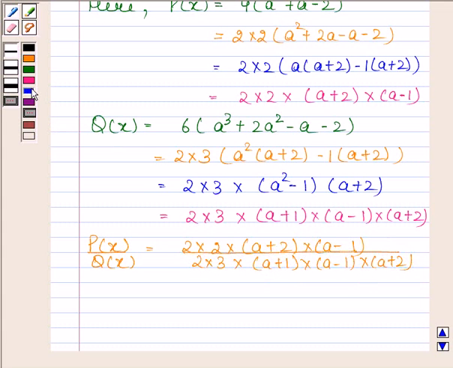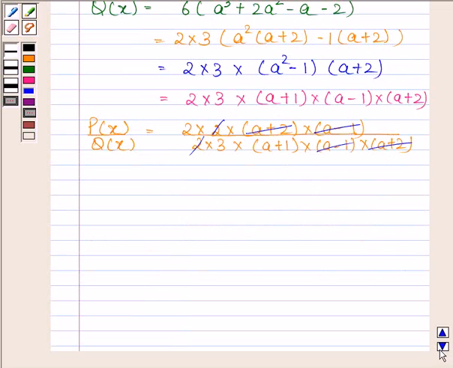Now cancel a + 2 from both numerator and denominator. Similarly, cancel a − 1 from both numerator and denominator. Cancel 2 from both numerator and denominator. So after cancelling the common factors, we are left with 2 by 3 into (a + 1).